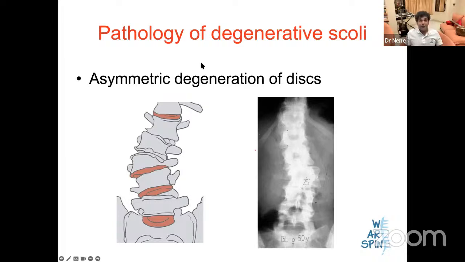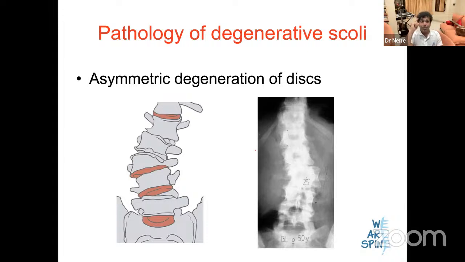So, degenerative scoliosis is an asymmetric degeneration of the discs. And again, I want you to make an analogy in your head: when you wear your shoes and walk, your shoes wear out. But sometimes when you're recurrently stepping wrongly, the shoes wear out asymmetrically. And that causes the center of gravity to move to the side, and that makes the shoe wear out faster in that asymmetric manner. And that's exactly what happens in a degenerative lumbar scoliosis.